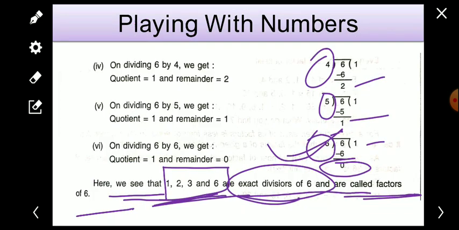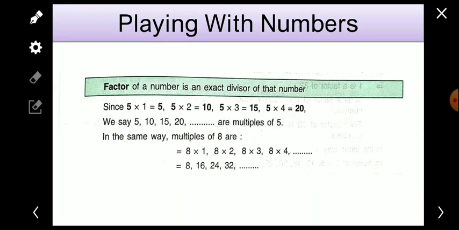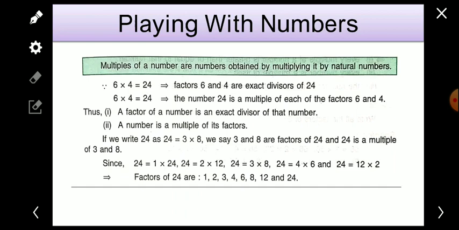Suppose I ask which numbers are the multiples of 10. Then 10, 20, 30, because these numbers can be divided by 10. So the numbers which can be divided are the multiples. We have already learned this in the previous chapter. Now, multiples of any number are obtained by multiplying by a natural number.